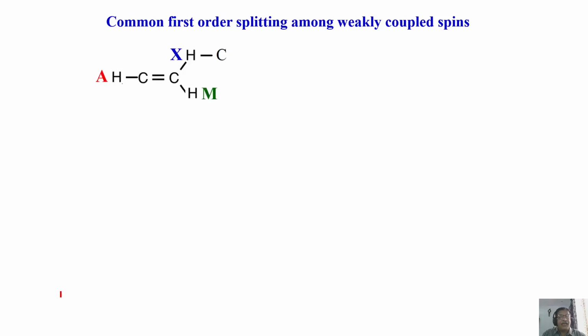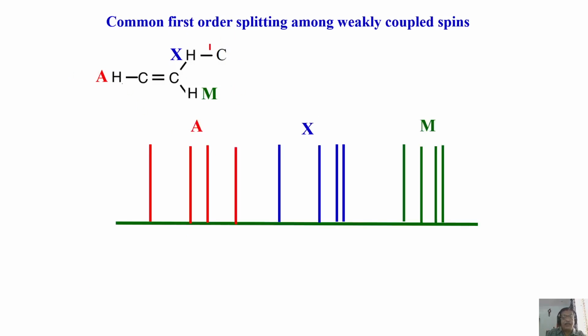So now, the common first-order splitting among all the weakly coupled spins, many of them you have understood. Okay. Now I consider a situation like this. They are not an equivalent group, they are different protons: A, M and X. What will you get? A will split into X and M, so we observe the same pattern. It is a doublet of doublets. Each proton will be a doublet of doublets. This is a doublet of doublets. This is a doublet of doublets. This is a doublet of doublets.